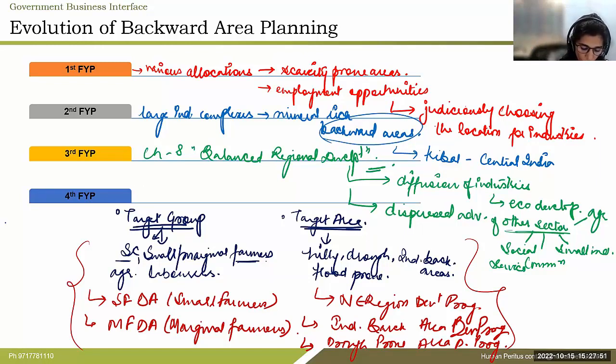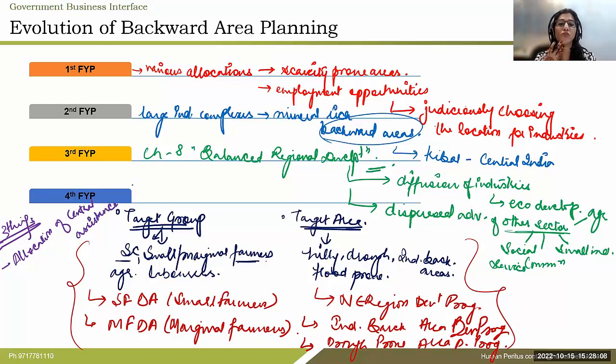All right, so I would write them here. What were these 3 things? What were the 3 directions which were being given? It was allocation of central assistance. How can the center provide assistance in terms of finances, in terms of resources? How could the center provide this allocation?